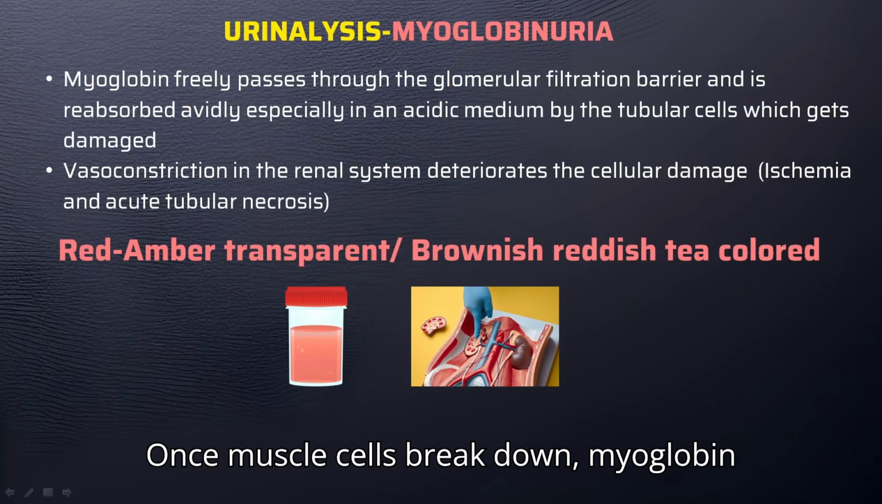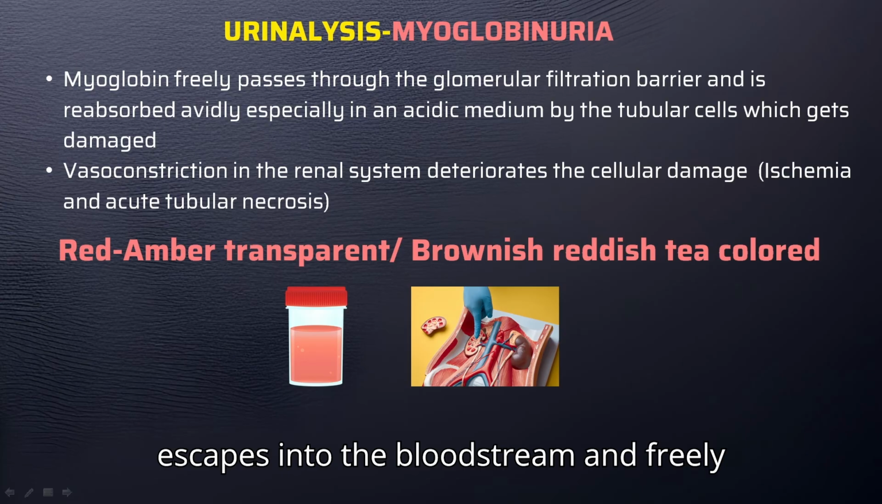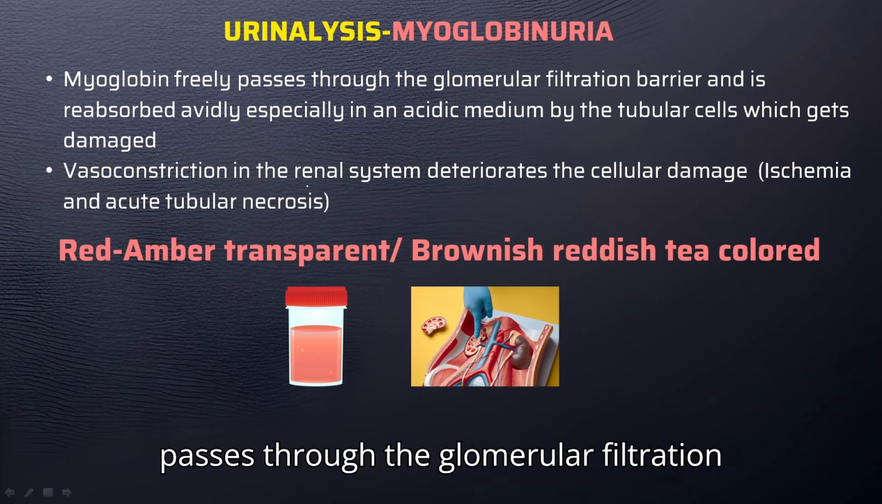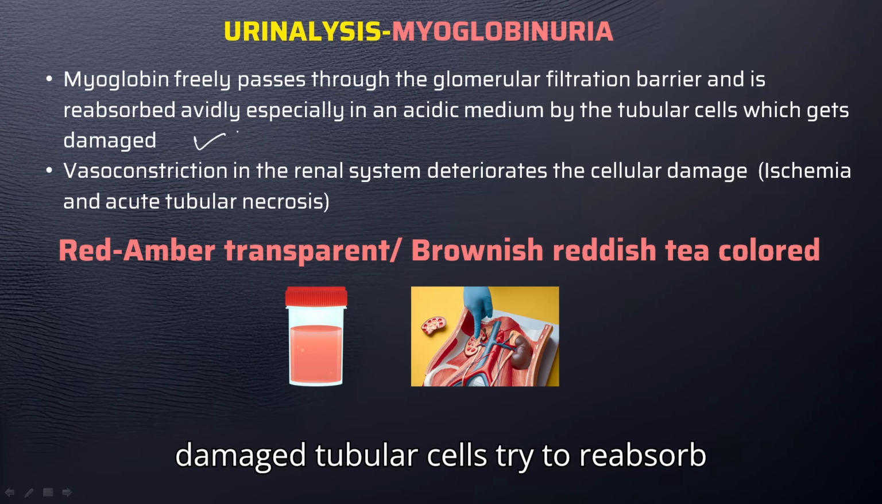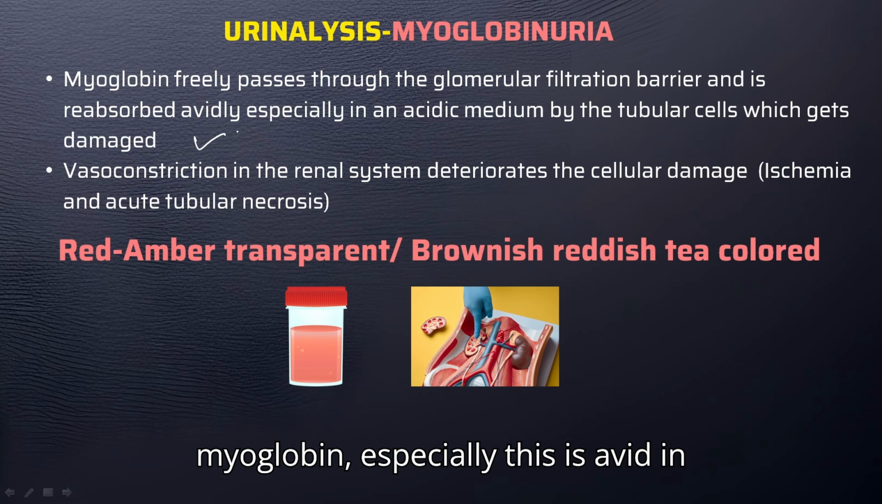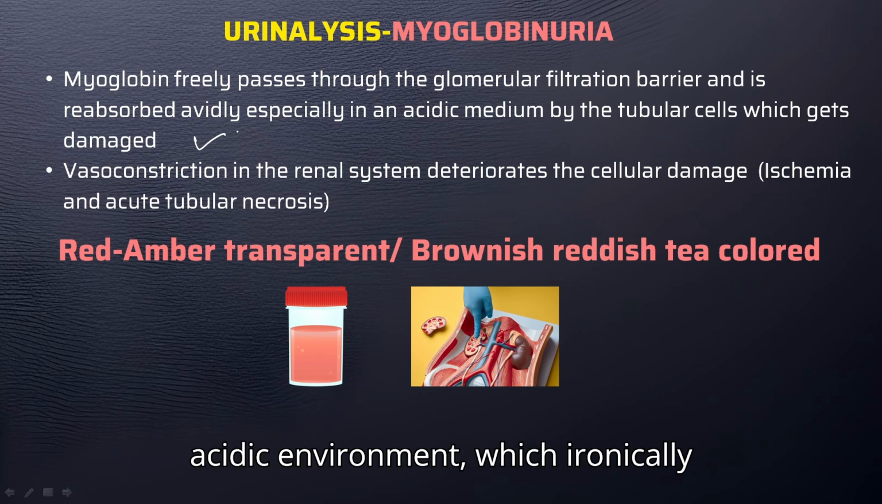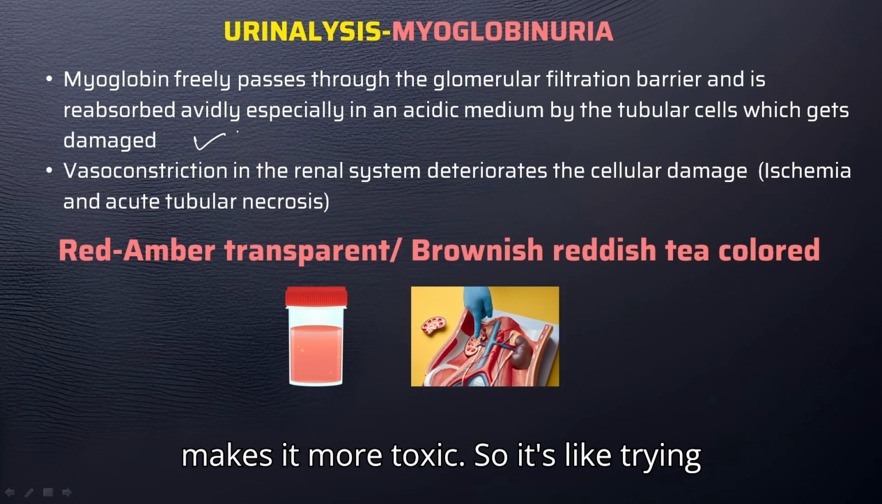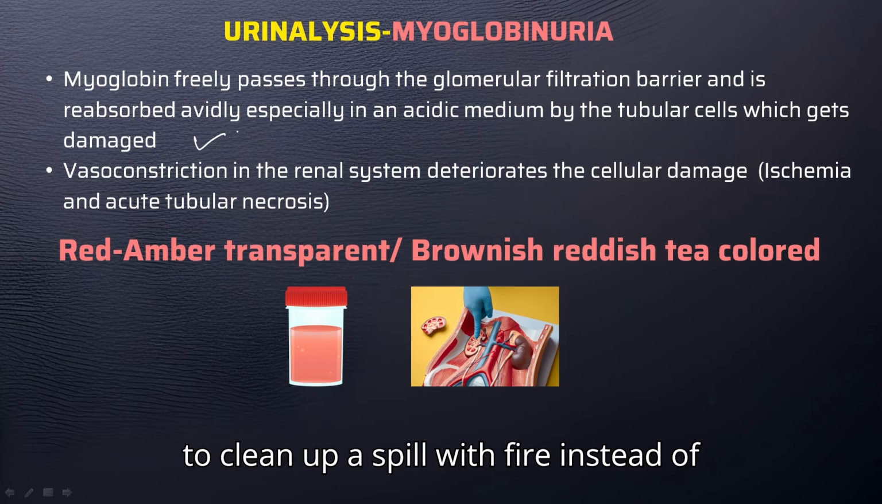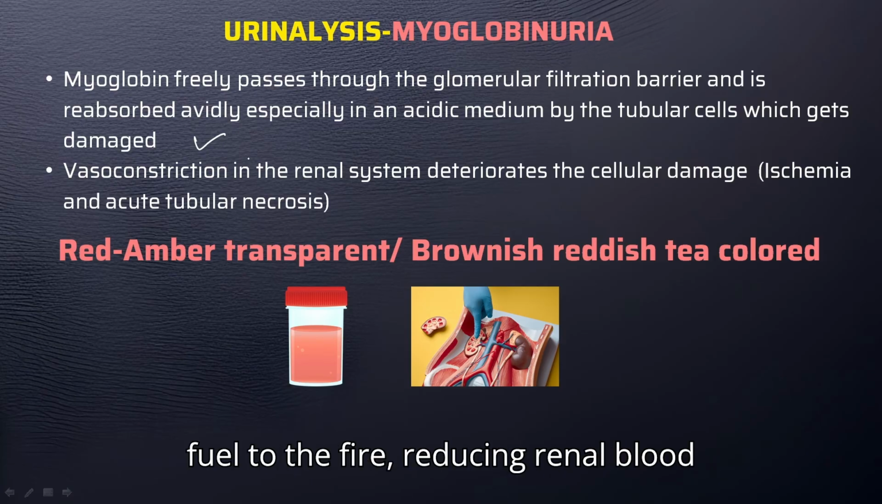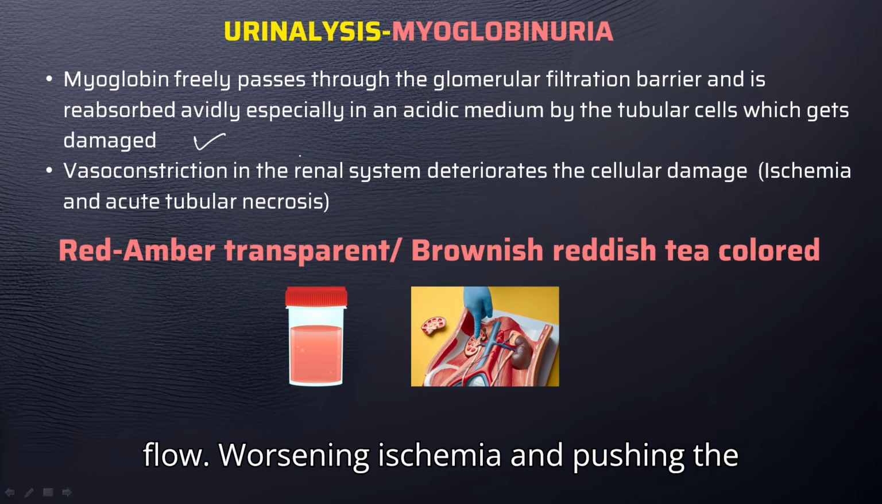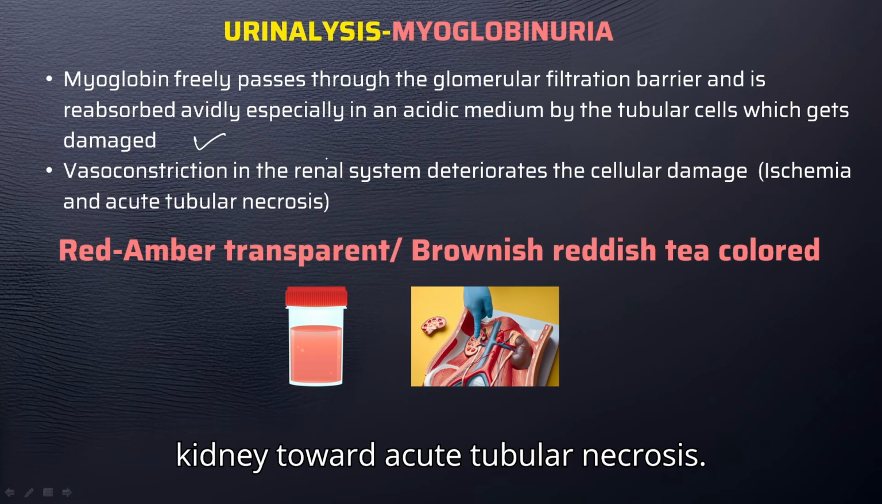Once muscle cells break down, myoglobin escapes into the bloodstream and freely passes through the glomerular filtration barrier. Inside the nephron, damaged tubular cells try to reabsorb myoglobin, especially in an acidic environment, which ironically makes it more toxic. So it's like trying to clean up a spill with fire instead of a mop. Vasoconstriction adds fuel to the fire, reducing renal blood flow, worsening ischemia and pushing the kidney toward acute tubular necrosis.